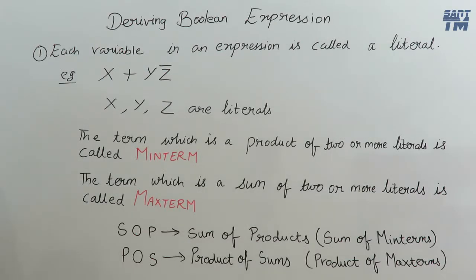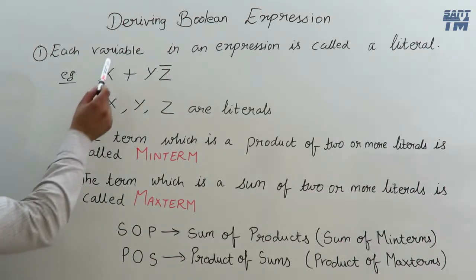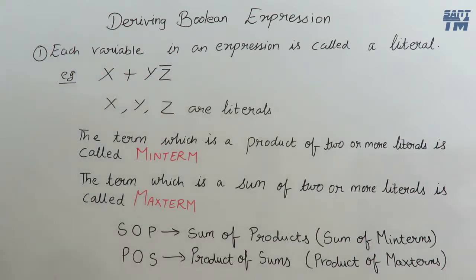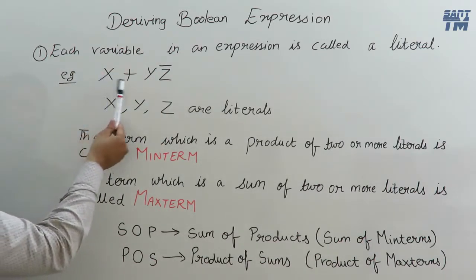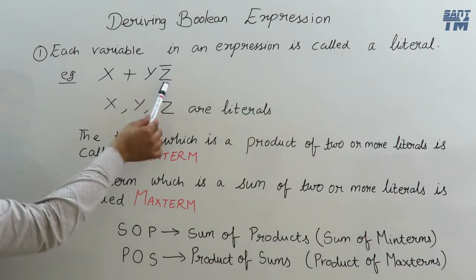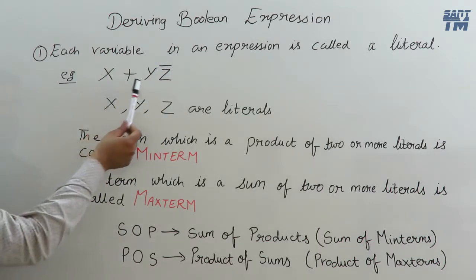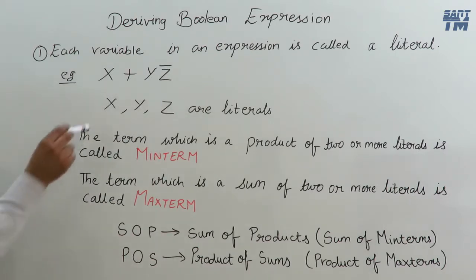Now the next topic is deriving Boolean expressions. In this topic, before moving further, I must explain some basic terms and definitions related to it. Each variable in an expression is called a literal. Suppose this is an expression, x plus y z bar. Then each variable, that is x, y and z, z bar is a derivation of z only. So x, y and z are three variables. These variables are called literals in Boolean algebra. There are three literals in this expression.